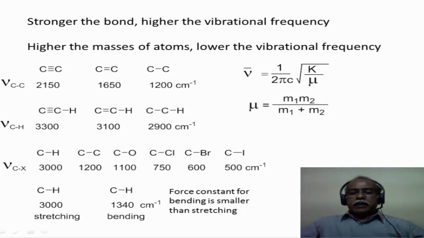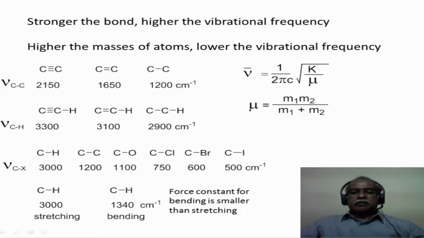Now the force constant for the bending is generally much smaller than for the stretching kind of vibrational variation. So if the force constant for bending is smaller than the stretching, then the bending vibration should come at a lower frequency compared to the stretching vibrations. In fact, the CH stretching vibration comes around 3000 inverse centimeter, whereas the CH bending vibration comes around 1340 inverse centimeter. So invariably for all functional groups, the bending modes of vibration are always at a lower frequency compared to the stretching. For example, the carbonyl stretching and carbonyl bending also will have a similar difference, with the carbonyl stretching coming at a higher frequency compared to the carbonyl bending mode, which comes at a lower frequency.